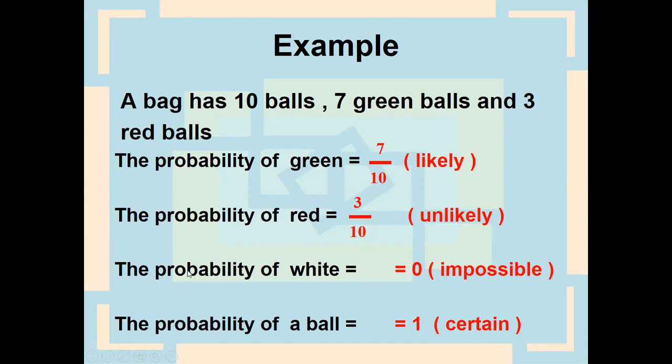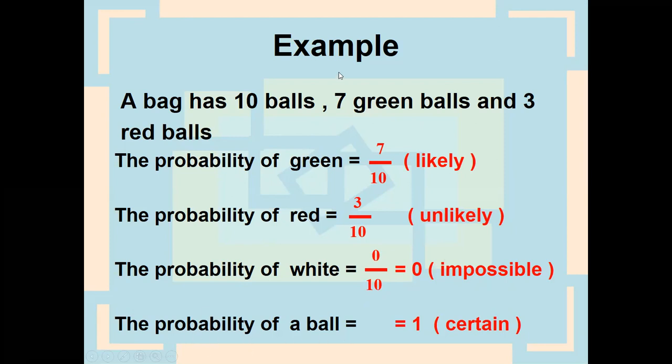It's near to 0. Probability of white. How many white balls here? We don't have white. There are no white balls here. It will be 0 because you don't have white over 10. And 0 over any number equals 0. This is impossible because here we don't have white. It's impossible to take a white ball from this box.